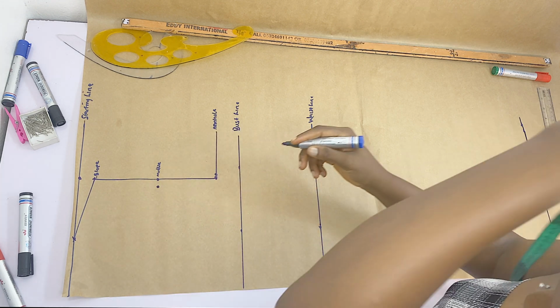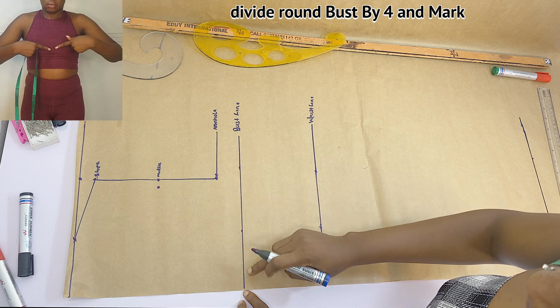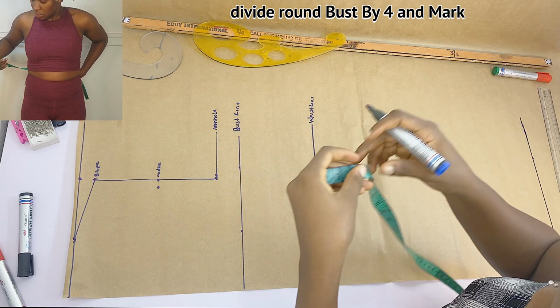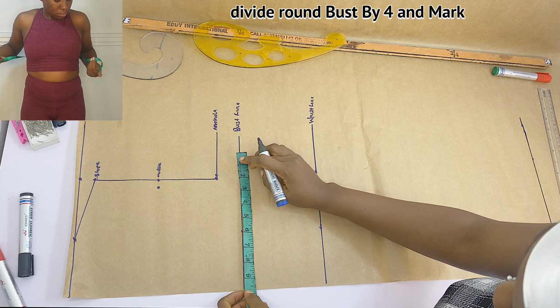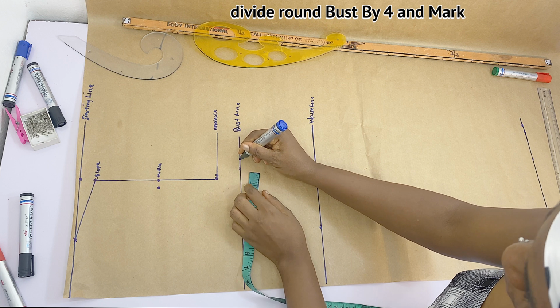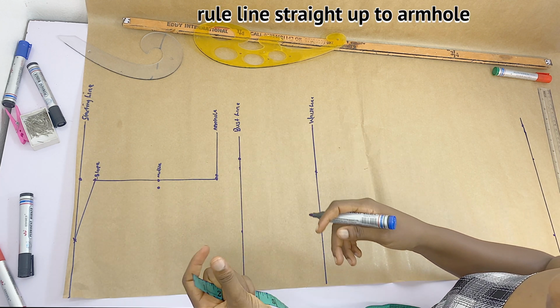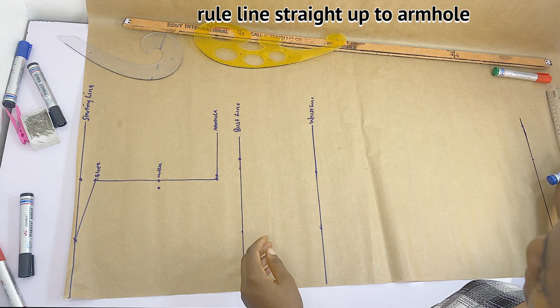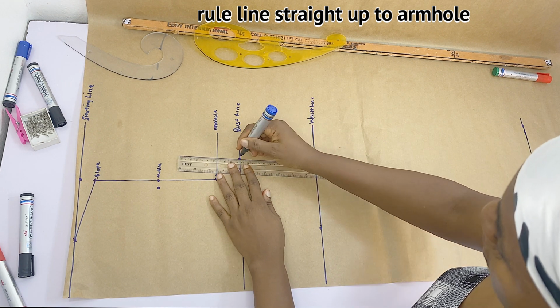Now I'm just going to go ahead and divide my round bust by 4 and mark this down on the armhole line. So I'll divide my round bust by 4. So I'm marking it down on the bust line, and I'm just going to connect it straight to the armhole because it's supposed to be straight from the bust to the armhole. So I'll connect it with my straight ruler, and this can help me create my armhole curve.